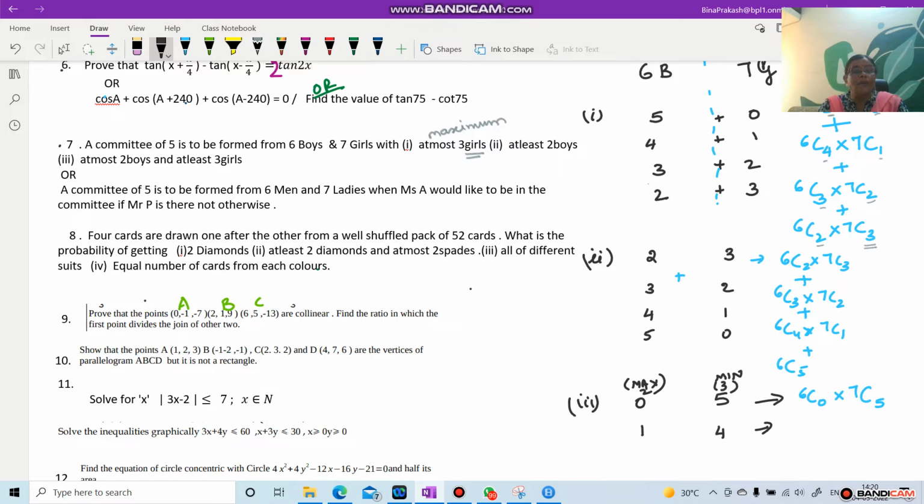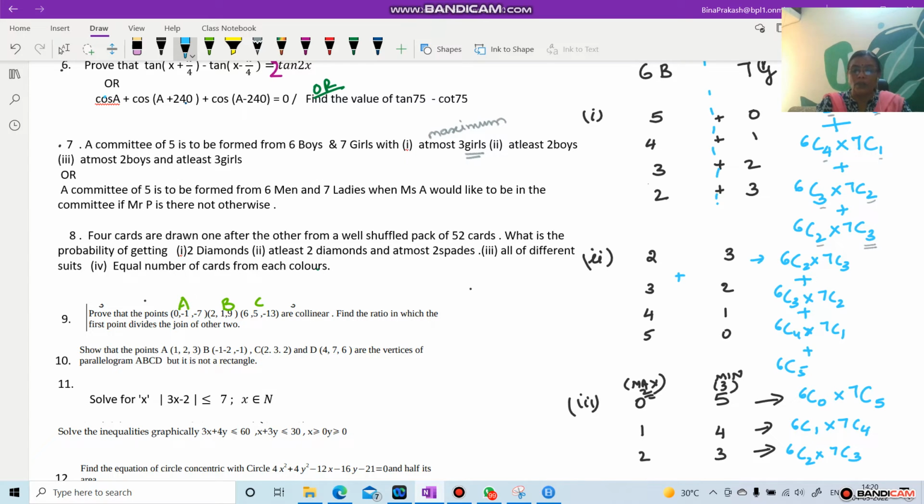Then we have 2 boys and 3 girls. Can you go beyond it? No, because the maximum number of boys we can have is only 2. So we have this combination: 6C1 multiplied by 7C4, and 6C2 multiplied by 7C3. So that way we have all the 3 cases.